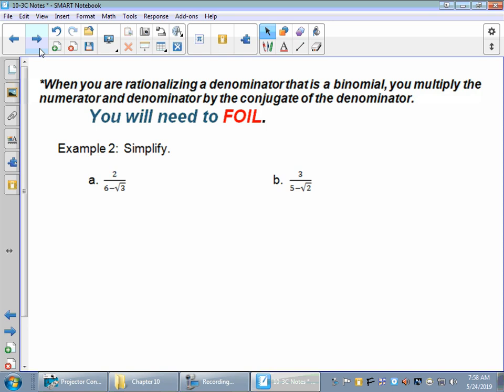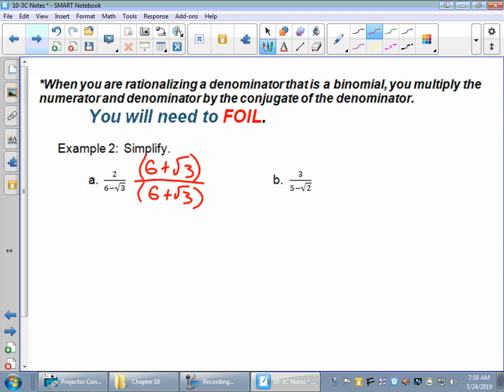Okay, so let's look at example A here. We've got 2 over 6 minus the square root of 3. So we're going to multiply the numerator and denominator by the conjugate. The conjugate is 6 plus the square root of 3. We multiply it in the denominator, and we also multiply it in the numerator. You have to do that because together that is a fraction equal to 1, because the same thing divided by itself is 1. So we're allowed to do that because it doesn't change anything, because you're multiplying by 1.